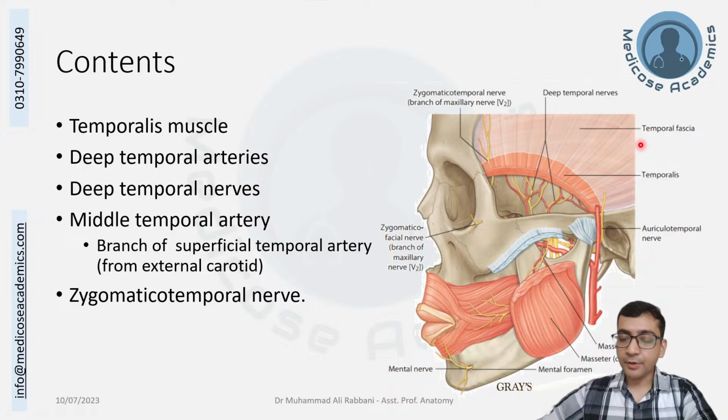Contents between the bones and the fascia: it consists of the temporalis muscle and the vessels and nerves that are supplying it. It contains a pair of temporal arteries. It contains a pair of temporal nerves. There is an artery coming from the superficial temporal artery, shown here coming from outside.